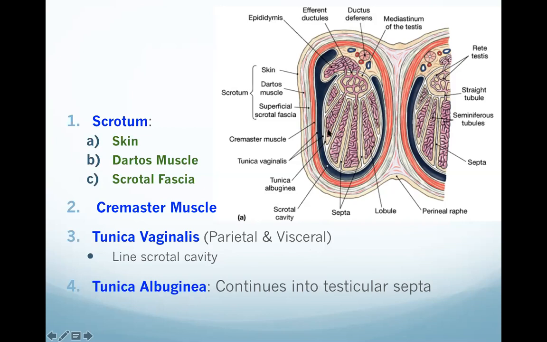Remember, we want to make sure that the testis is protected because we don't want to have any bleeds within here. Obviously, this tissue has to be vascular. You can even see blood vessels coming in here, but we want to make sure that we don't have bleeds into the seminiferous tubule. So it's one of the reasons we have this really thick outer covering of the tunica albuginea. It helps protect the testis from injury.